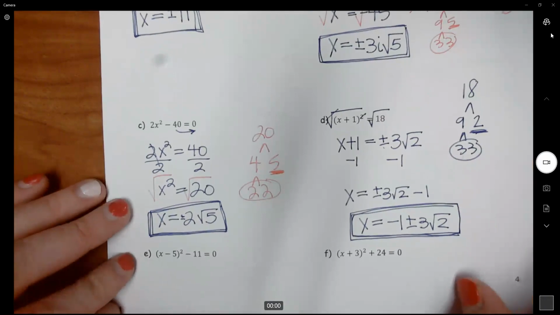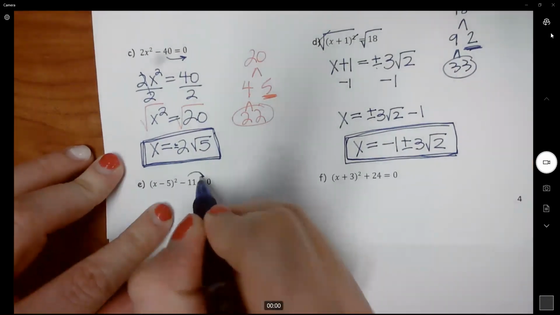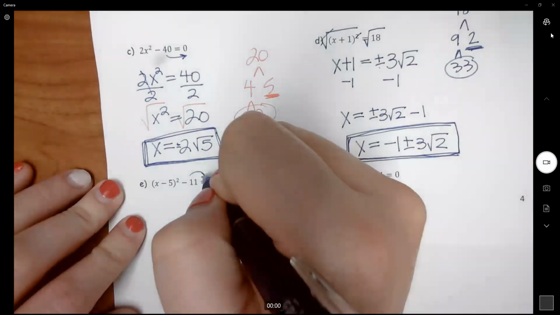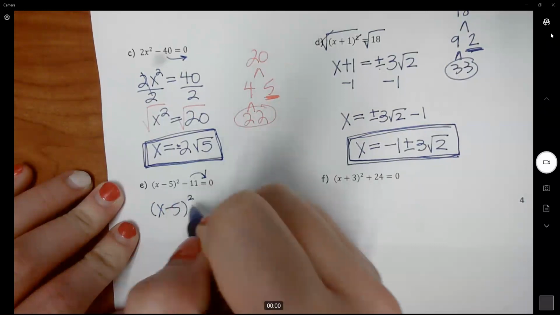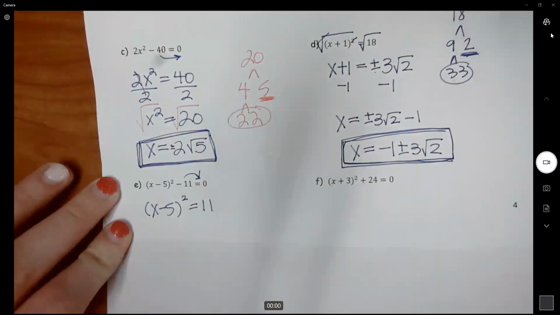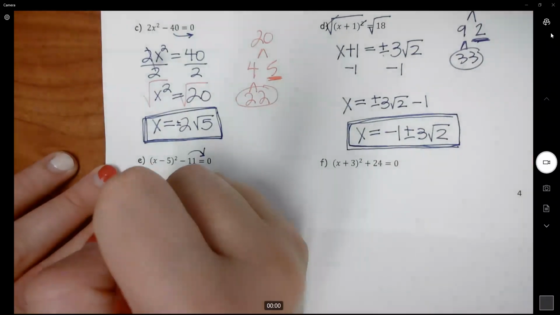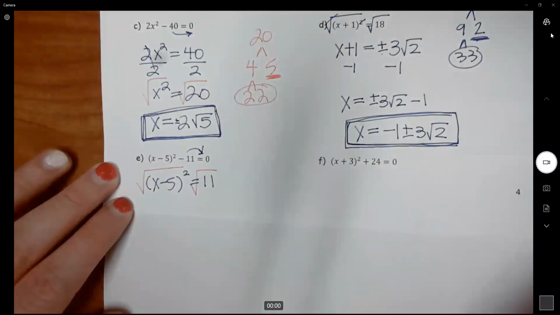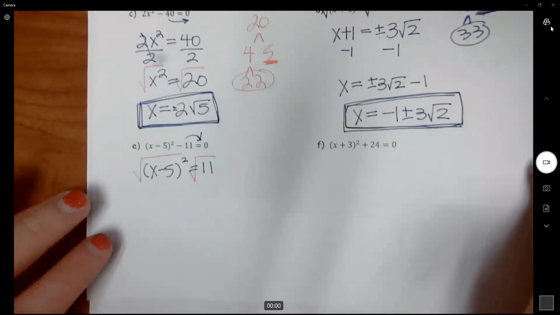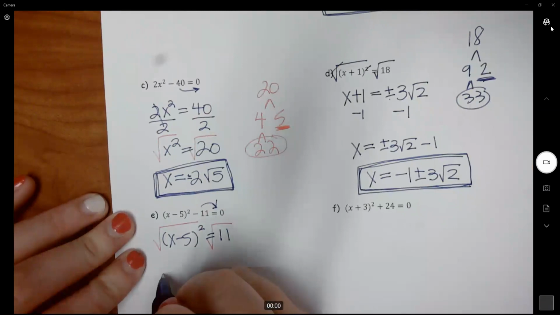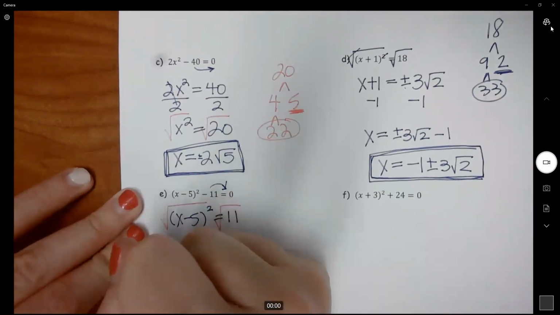Then E, isolate your squared term. I'm going to do that by moving my 11 over to the other side of my equation. So I've got x minus 5 squared equals 11. Now that my squared term is isolated, I can take the square root of both sides. So we're left with x minus 5, and I don't need parentheses around that.